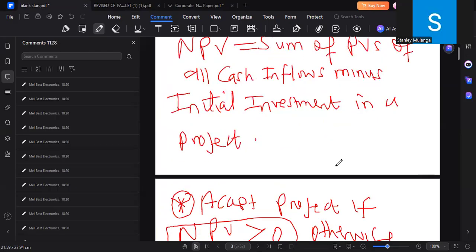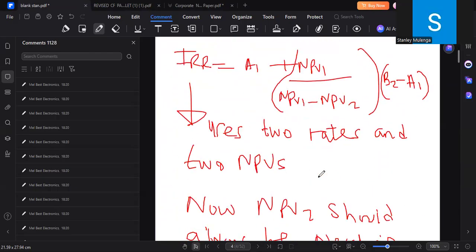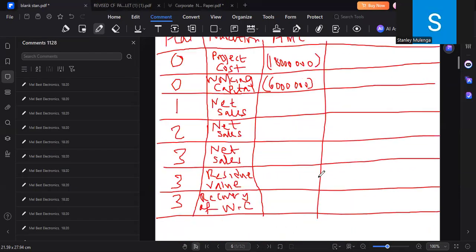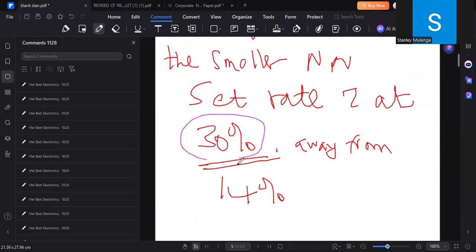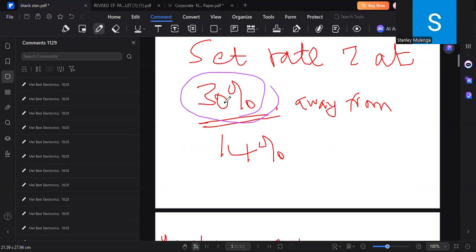So here we are trying to use rate 2 as high as possible. Rate 2 in this case, let's use 30%. Use a very high rate. Even if they don't give you one in an exam, just try to use any rate that is very high. If they are giving you the tables, use the last figure that is there in the table.